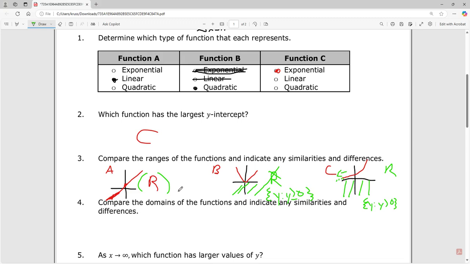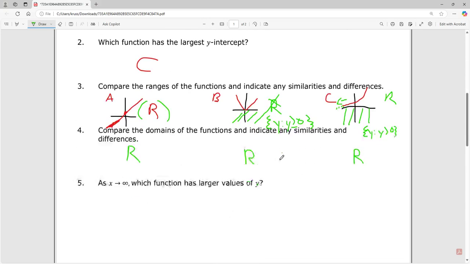Okay, now the domains. The domain for this is anywhere where x exists horizontally, right? So the domain for this is all real numbers. The domain for this is all real numbers. The domain for this one is all real numbers. There is no value of x for which y doesn't exist. Okay, so there's that.